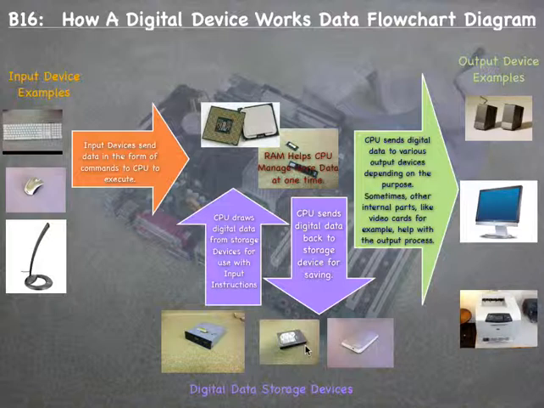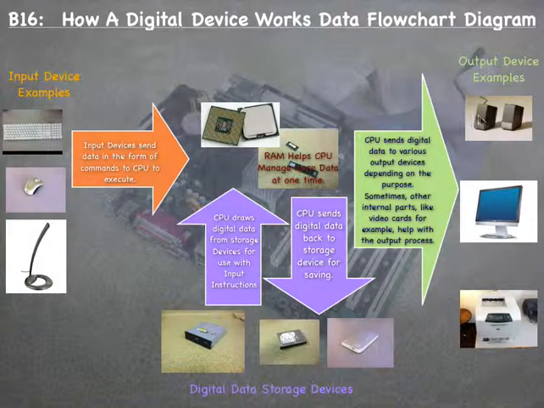So again, if you're typing out a letter and you want it saved, input would tell it: you'd click on the save button with your mouse, and then the CPU would save that data to whatever device you told it to send it to. And at the same time, the CPU sends out digital data to what we call output devices, to whatever it needs to send it to.